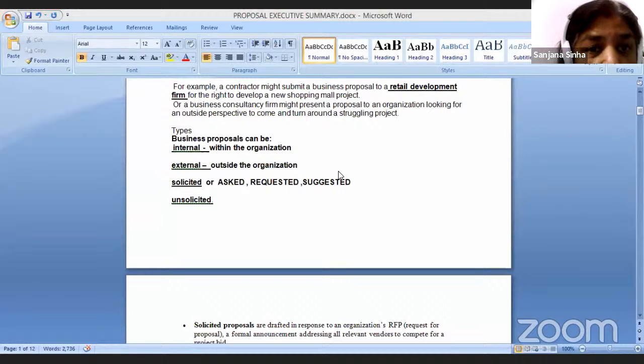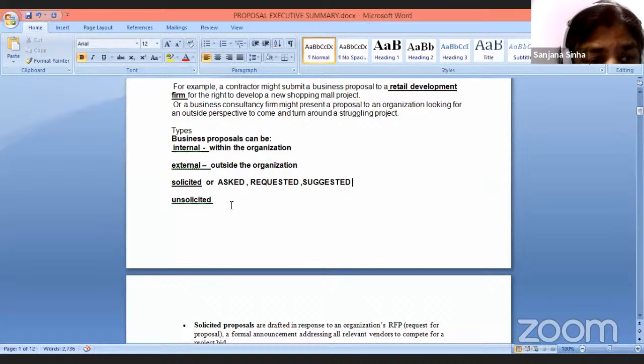मतलब मांगा गया है, आपने अपने मन से पहल नहीं किया है, आपने नहीं कहा कि मुझे ये देना है, मुझे वो करना है, but the initiative was taken by me. So this kind of proposal is a solicited proposal, asked, requested or suggested. Unsolicited means something which you take the initiative, a person takes initiative.